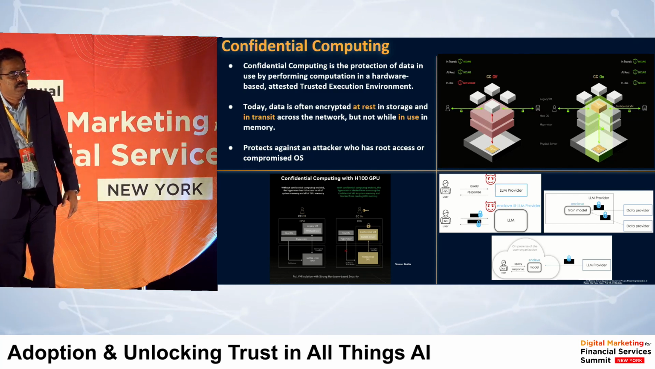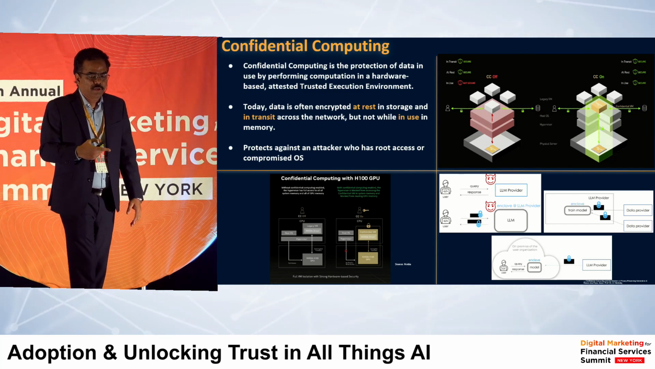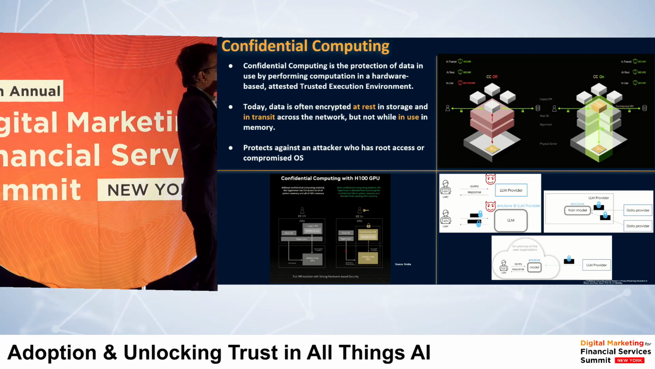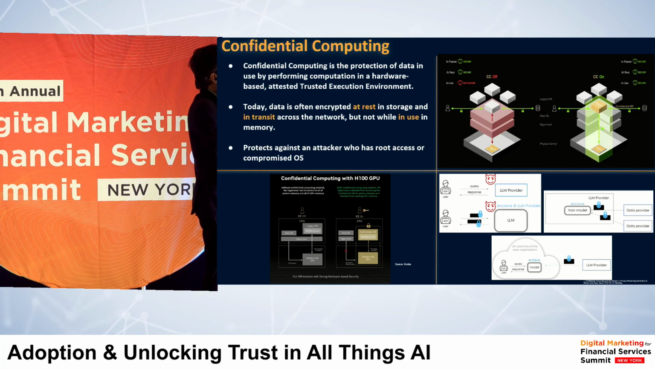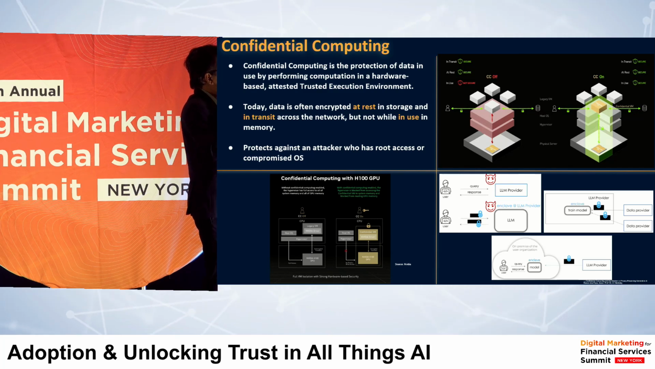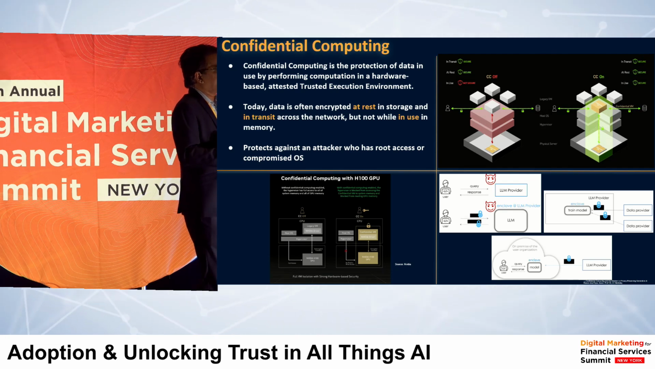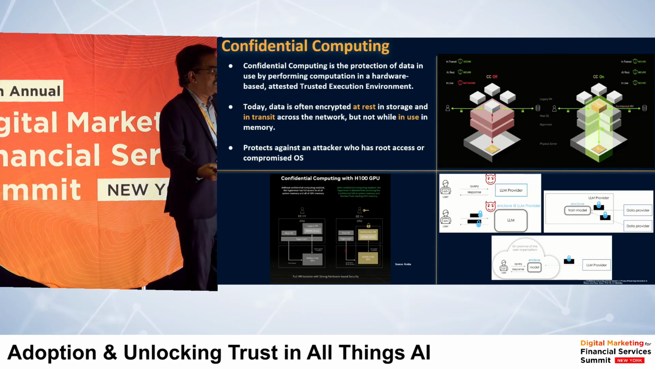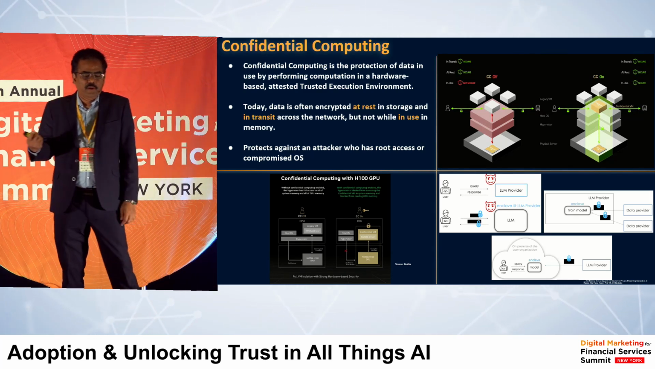If you see the second quadrant there, you have a physical machine, you have hypervisor, you have OS. Everything is exposed. It's not encrypted. So when the data is transmitted between the CPU and memory, from CPU to GPU, it's completely open. The person who has root access, or a person with compromised OS access, will be able to see that. That's one aspect of it.